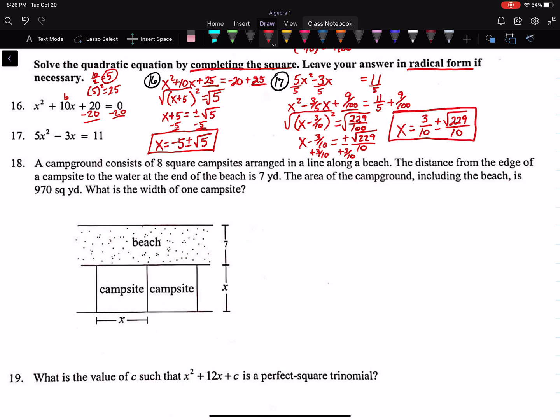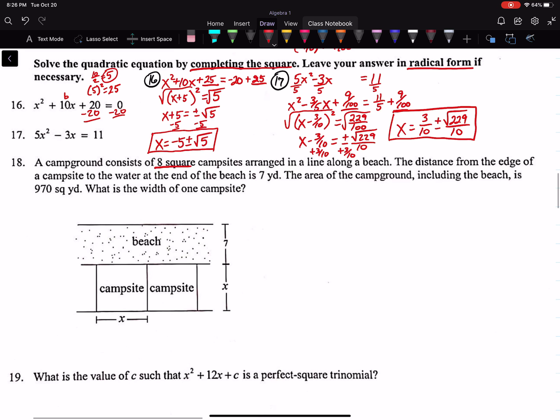So it says a campground consists of 8 square campsites arranged in a line along a beach. The distance from the edge of the campsite to the water at the end of the beach is 7 yards. The area of the campground, including the beach, so that's important, including the beach, is 970 square yards. What is the width of one campsite? So x right here is representing the width of one campsite.